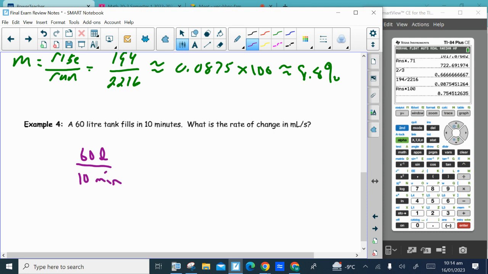So that would be the rate of change in liters per minute. But we actually want milliliters per second. So 60 liters, you have to remember that there's 1,000 milliliters in a liter. So if you multiply that by 1,000, that'll be 60,000 milliliters over, and there are 60 seconds in a minute. So if you multiply the 10 by 60, you'll get 600 seconds.